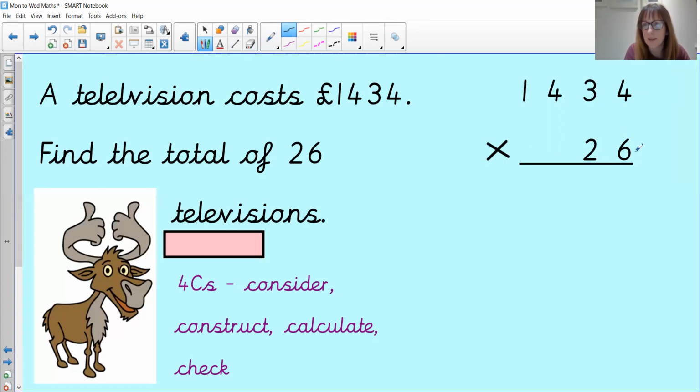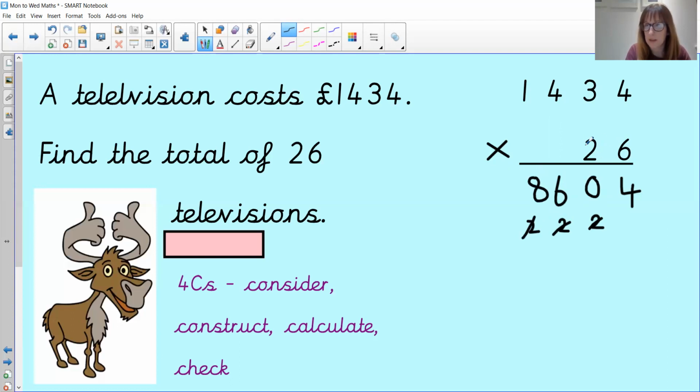So I'm going to start, as always, by multiplying by the 6 first. So 4 times 6 is 24. So I have to regroup my 20. So I've got 3 times 6 is 18. Add the 2 is 20. 4 times 6 is 24. Add the 2 is 26. And then 1 times 6 is 6. Add the 2 is 8.